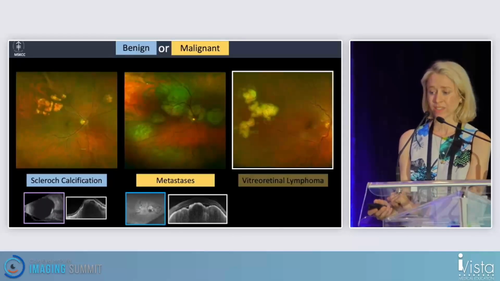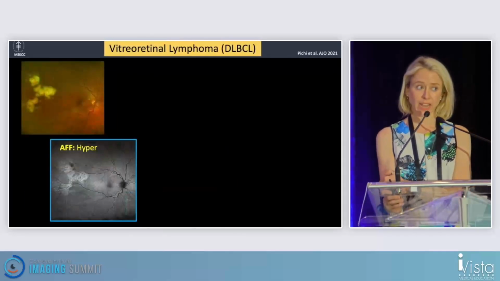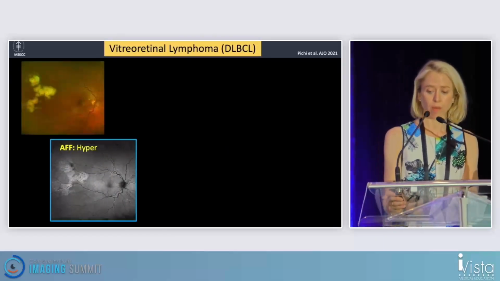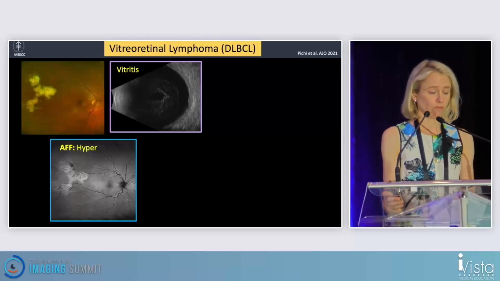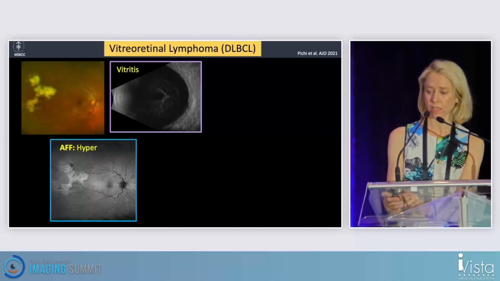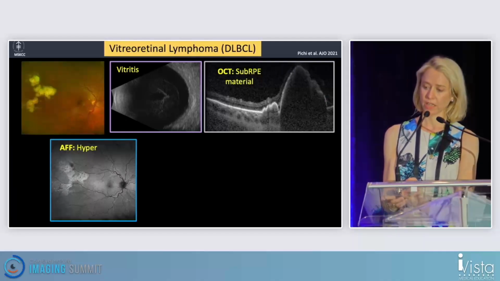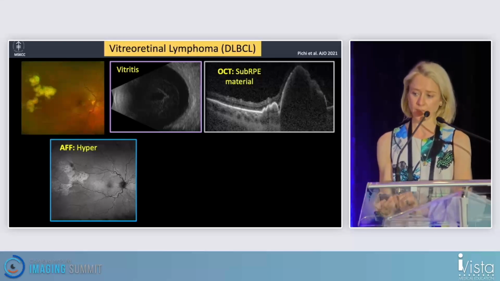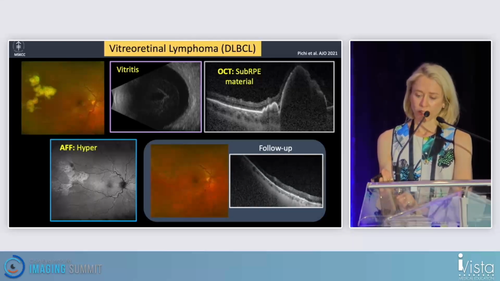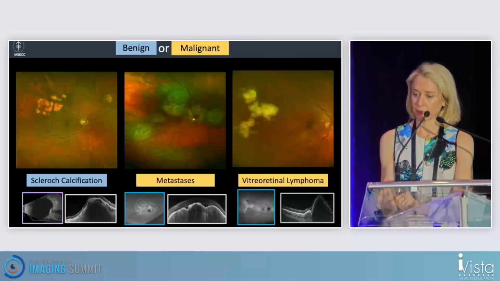And then this last one is classic for vitreoretinal lymphoma. You may be able to tell in this image that it's a little bit vitelliform, that it is hyperreflective on the autofluorescence. And of course, it's vitreoretinal lymphoma, so you look for cells in the vitreous at slit lamp. And then what really defines it here is the fact that this material is beneath the RPE. And then this is after treatment with intravitreous injections of methotrexate and rituximab.